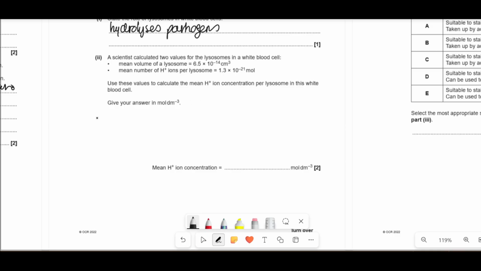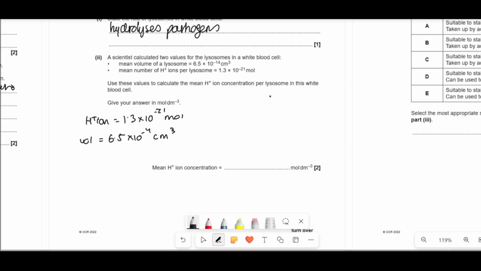So they've told you that the H+ ion number is 1.3 times 10 to the minus 21 moles, and they want your answer in moles per decimeter cubed. You can see that's in centimeters cubed, that's a volume. So you could probably figure it out by saying that's moles divided by volume in decimeters cubed. As well as that, if it's concentration per lysosome, it's how many of these you can squeeze in a given volume. So the volume is 6.5 times 10 to the minus 14 centimeters cubed, but they want it in decimeters cubed.